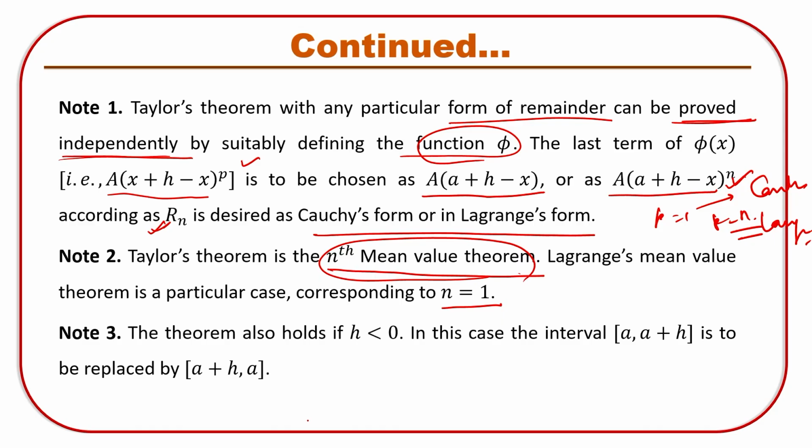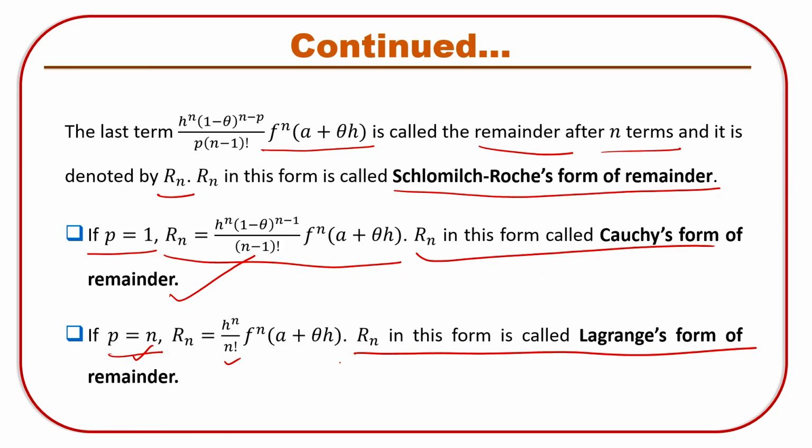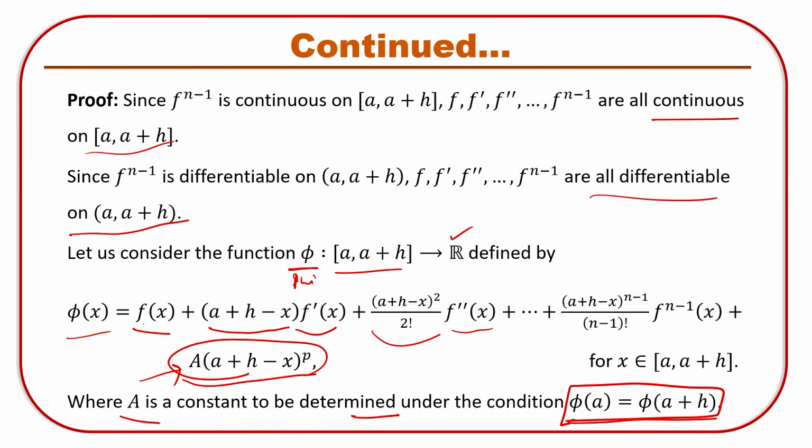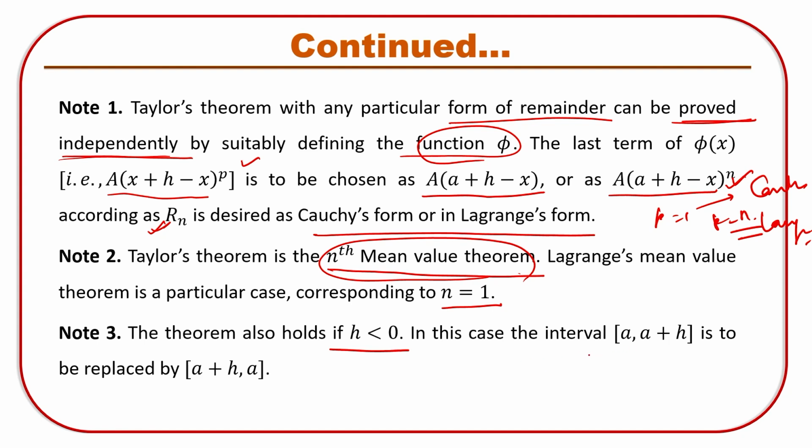And the third one, the theorem also holds if h is less than 0. Obviously, we had not put too much pressure on h; it is just taken as a constant. So, we had a and a plus h, and we can have this one as a and a minus h. Nothing has been changed, everything will be in the same line. In this case, the interval a to a plus h is to be replaced by a minus h to a.